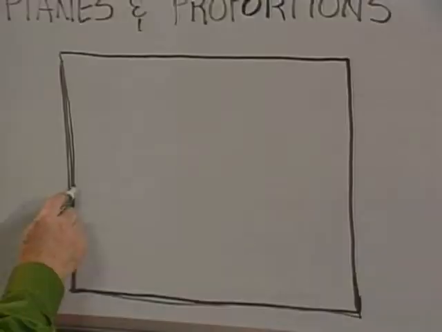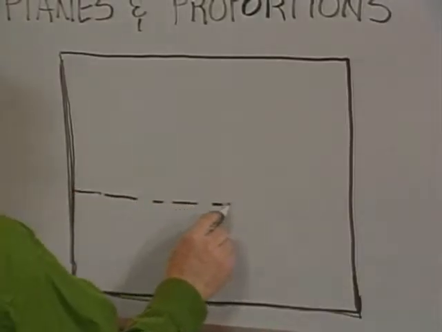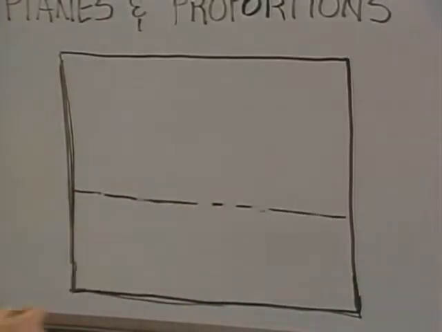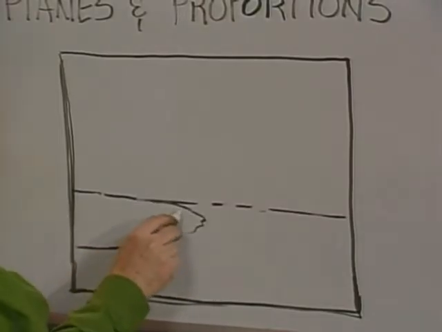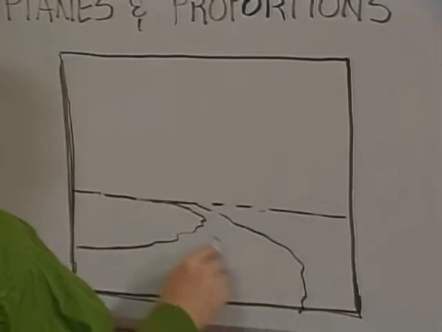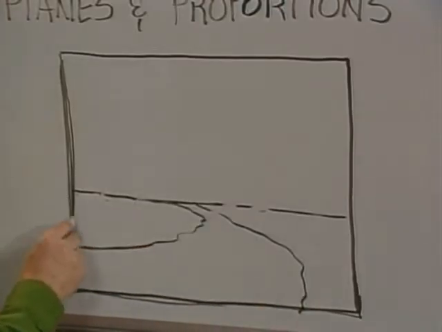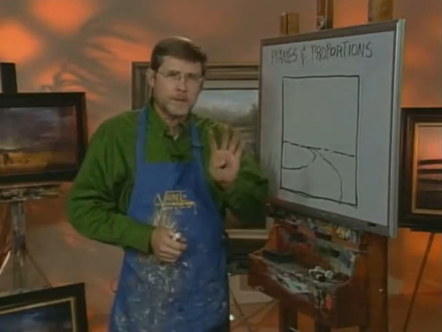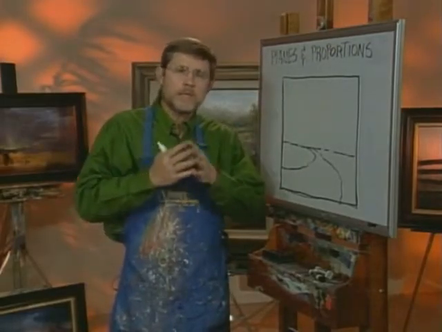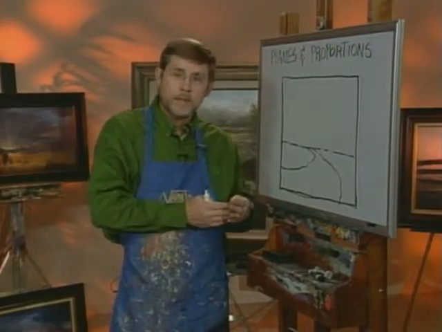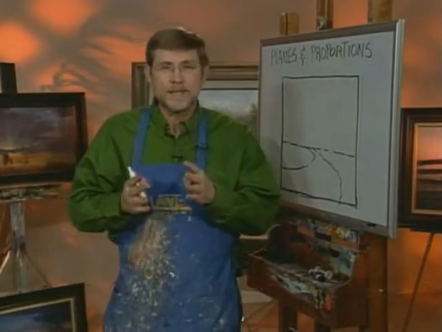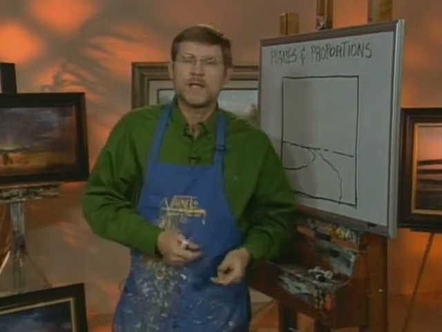Okay, let's have a horizon line, say about right here. And once again, we'll have say a road. Now this road will come in like this. Okay. Now, as we start applying or putting objects in here, every object has to be in proportion to any other object on that plane. Now this is where you use what we call artistic judgment, or good artistic common sense, if you will.